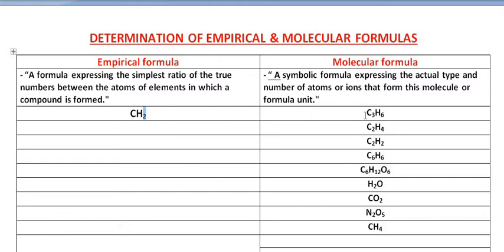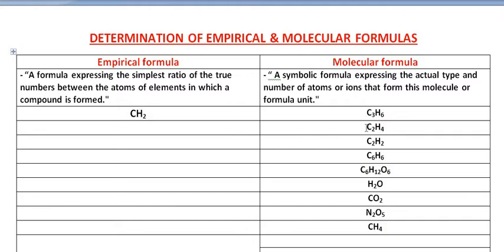You must look for the common factor between 3 and 6. 3 is the common factor between 3 and 6. So if you divide this formula over 3, 3 over 3 gives 1 carbon atom, 6 over 3 gives 2. So CH2 is called the empirical formula of the molecular formula C3H6. This compound is called propene.